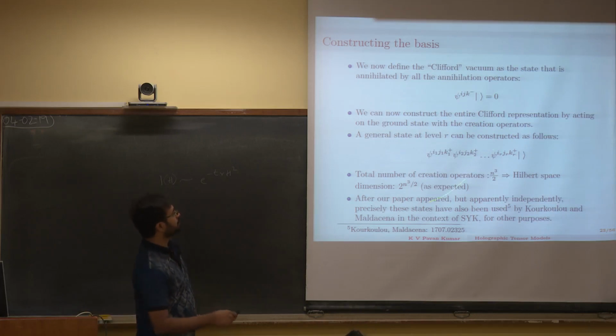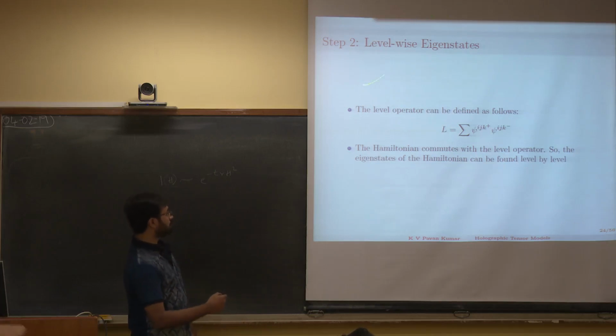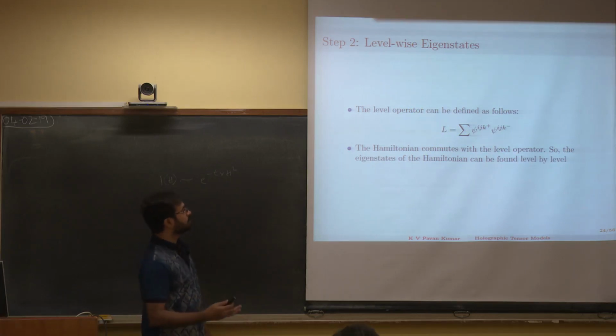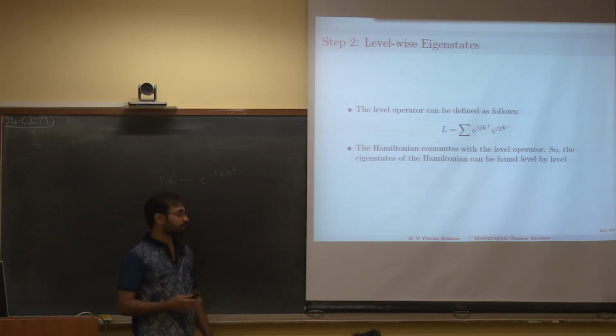As I was saying, this is the generic state at level R, and next we talk about how to find the spectrum. Before that, we see that there is a simplification. We define something called the level operator, which counts the number of creation operators in a particular state. The important thing is that the Hamiltonian commutes with this level operator, so we can always find the eigenstates level by level. That is a good simplification, at least for the low lying levels.